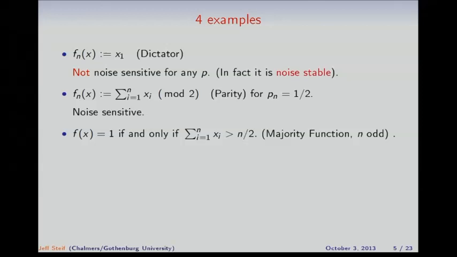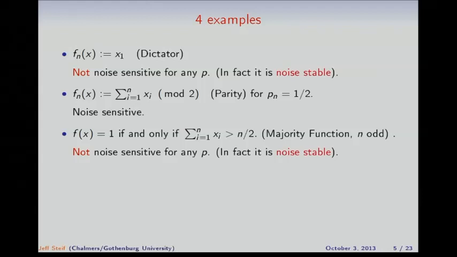The majority function might take a little extra thought. So the majority function is 1 if there are more 1s than zeros. And imagine n is odd, so this is nice, and the probability that f is 1 is a half. And it turns out this is not noise sensitive, think if you want, for p being a half. So if the original sequence has more 1s than zeros, and epsilon is small, after you perturb things, it's also going to be likely to be 1. And this turns out to also be something which is called noise stable, which I'm not describing at this point.